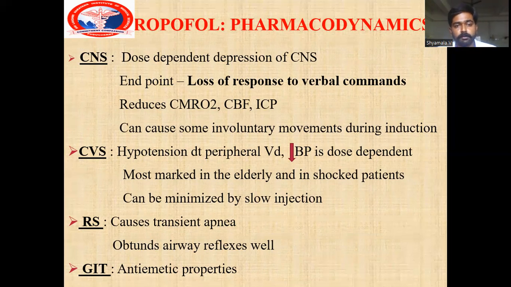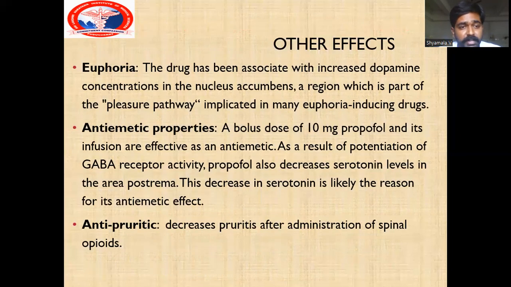In the cardiovascular system, it causes hypotension; the decrease in blood pressure is dose dependent. If you give more dose, the BP will fall. So the calculated dose should be given and it should be used cautiously, most marked in the elderly and in shocked patients; it can be minimized by slow injection. Respiratory system: transient apnea, often airway reflexes are well preserved. Gastrointestinal: anti-emetic property. Other effects: euphoria, associated with increased dopamine concentration in the nucleus accumbens, a region which is part of the reward pathway implicated in many euphoria-inducing drugs.